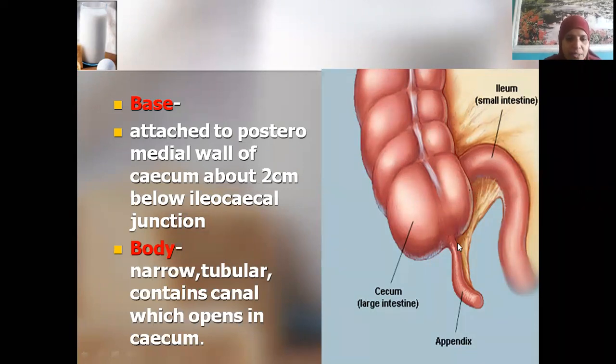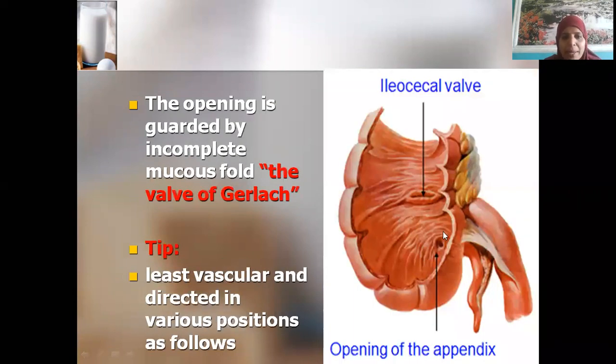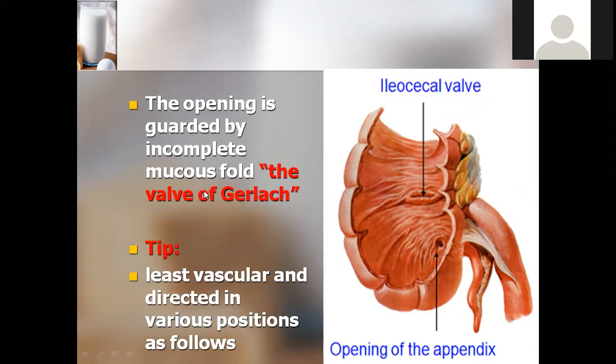Okay, the body is a narrow tube. It contains a canal which opens into the cecum. Then the opening is guarded by a valve, the mucosal fold here. I told you, the appendicular orifice. We can also use the word valve of Gerlach. Okay, this is the tip. It is least vascular. That means it is not receiving much blood supply.